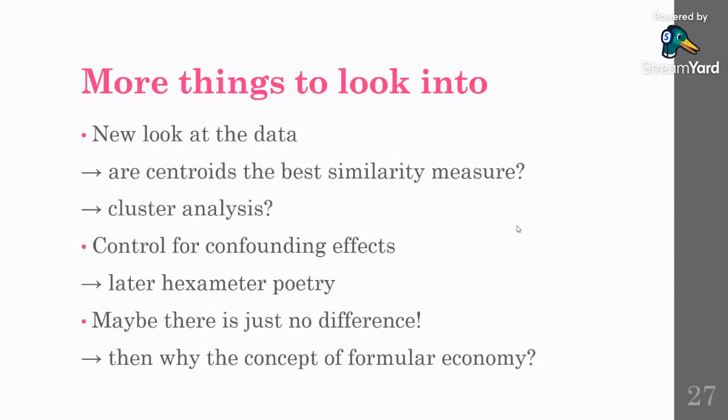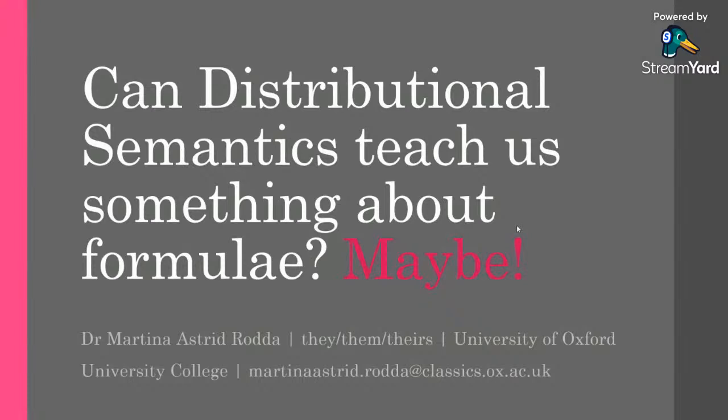And then we will need to rethink how the concept of formulary economy compares to a bunch of other things that we would have expected it to compare to, like constructional preemption, but it turns out maybe it doesn't. So, final question, can we use distributional semantics to learn about formulae? Maybe we can. More work needs to be done.